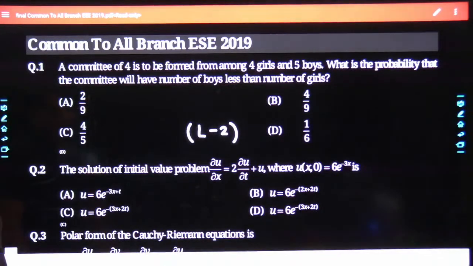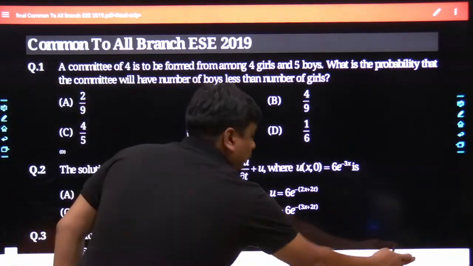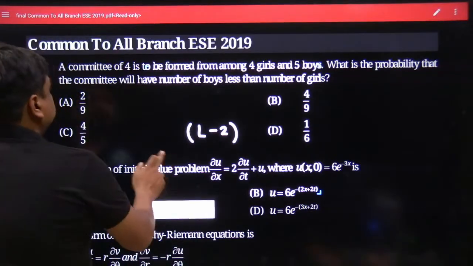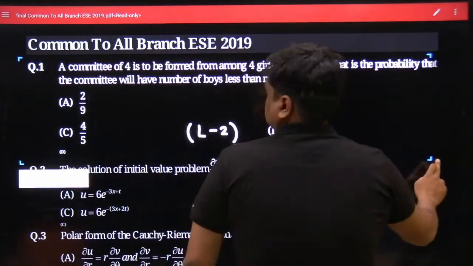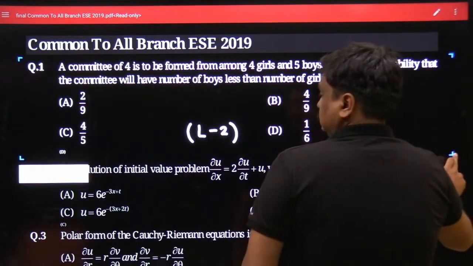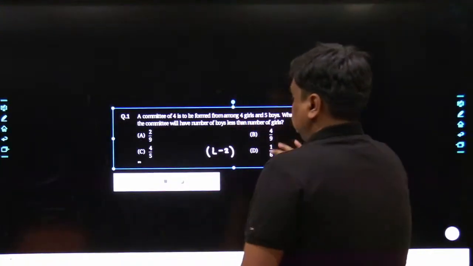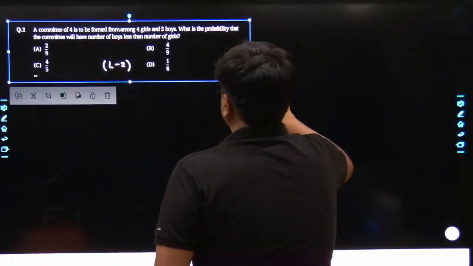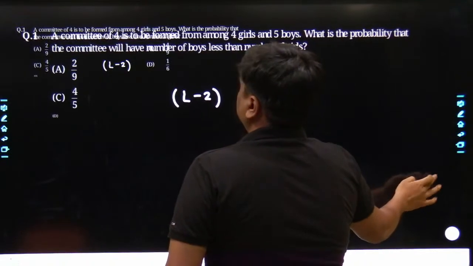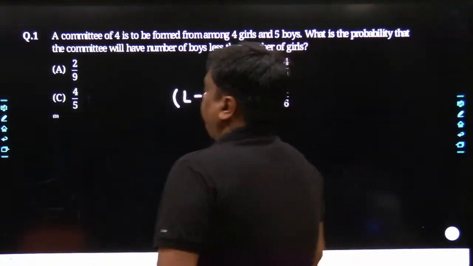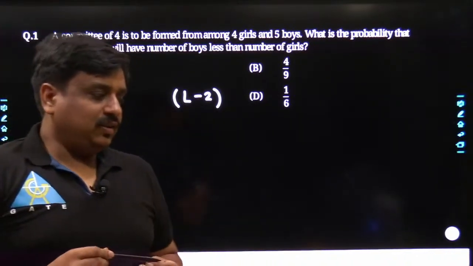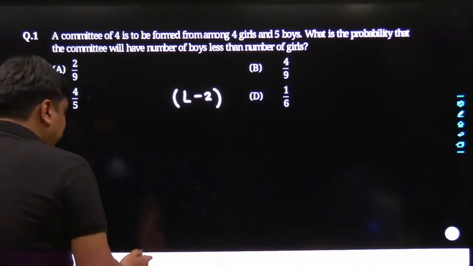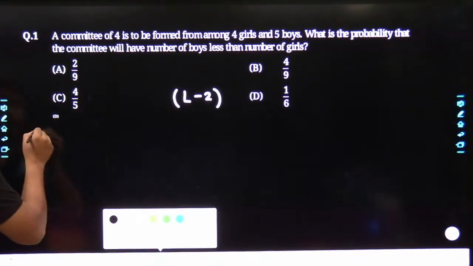Tell me, what would be the best answer for this particular problem? Here goes the first question of the day. Tell me, what would be the best answer for this given problem? Anyways, let me start reading the problem carefully, and then we'll smash this problem out.